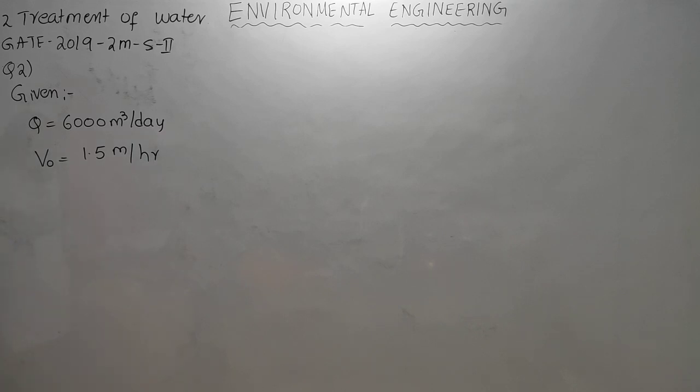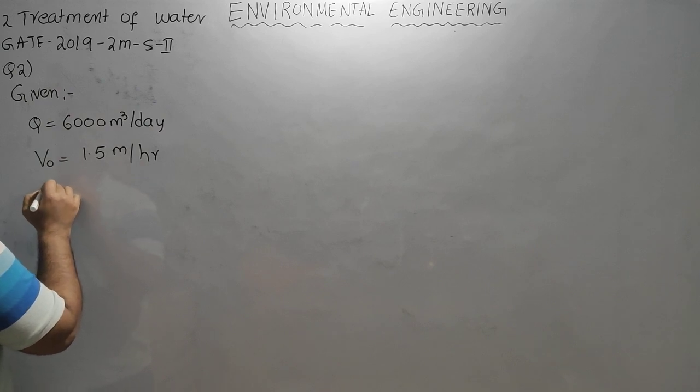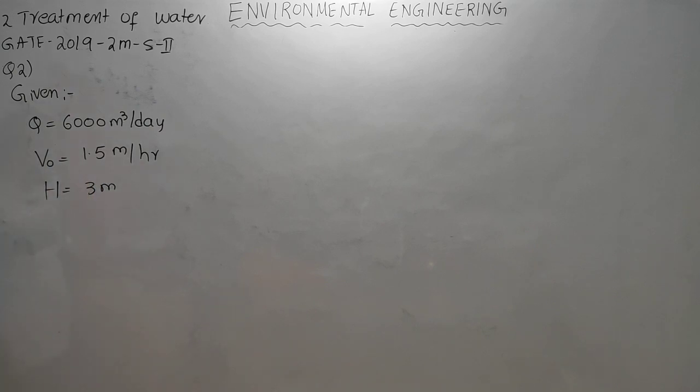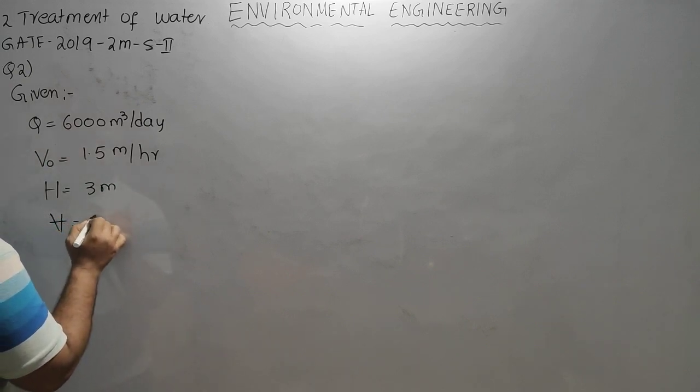So the desired removal of particles through settling. The clarifier has a depth, given as 3 meters. So here we want to find the volume. So how much is the volume?